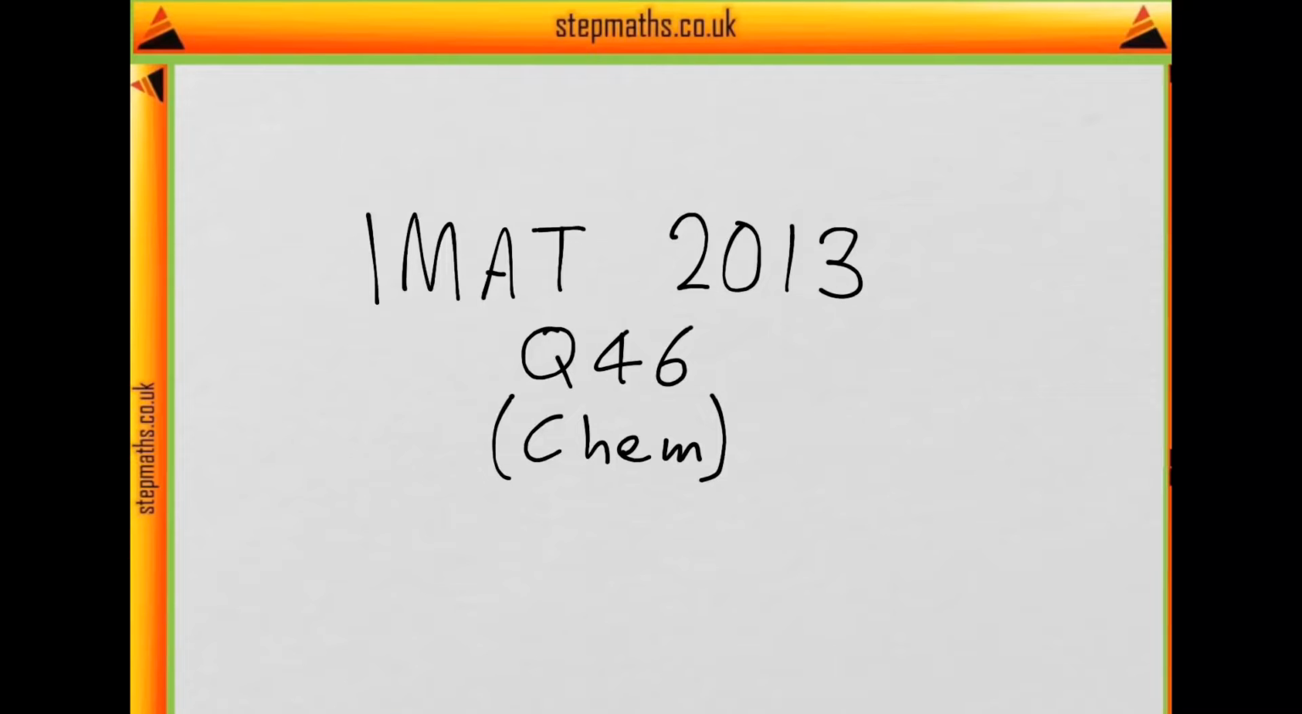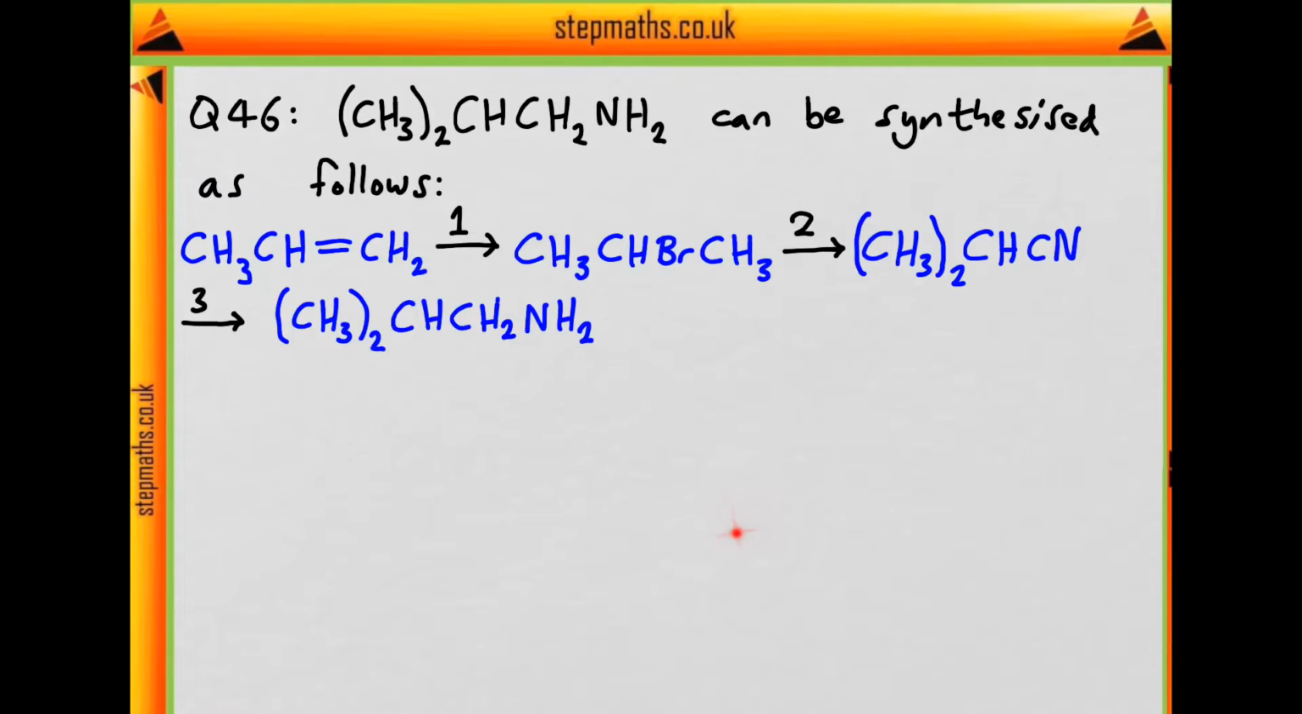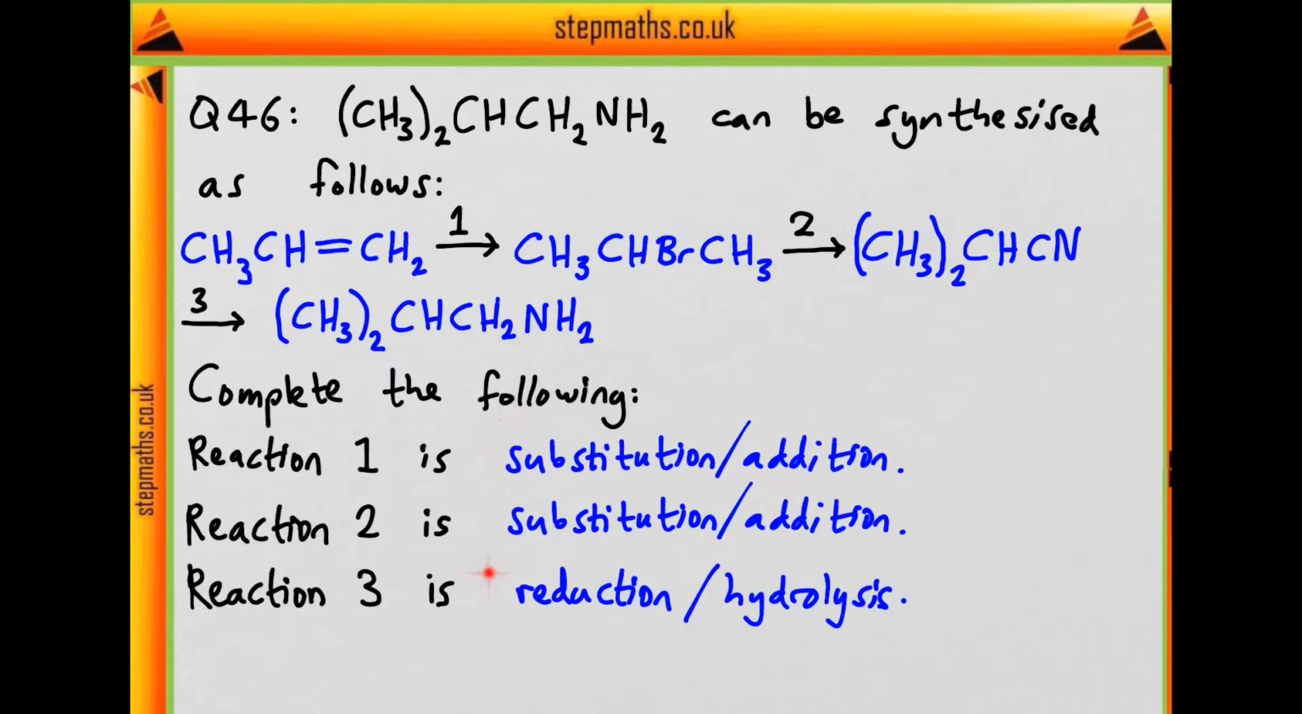This is question 46 on chemistry from the 2013 IMAT. So we're told that this particular molecule can be synthesized by this reaction scheme. So we have reactions 1, 2 and 3 forming these intermediate molecules, and we're asked to complete the following: whether reaction 1 and 2 are substitutions or additions, and whether reaction 3 is a reduction or a hydrolysis.